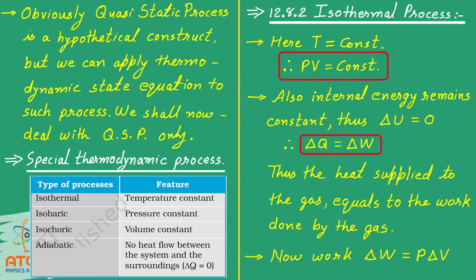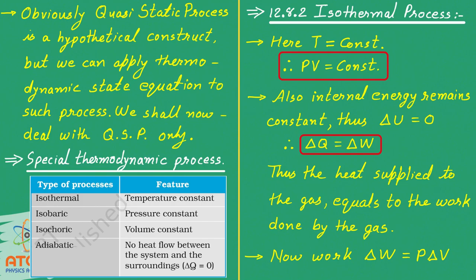Now we are going to discuss some special thermodynamic processes. These processes are isothermal, isobaric, isochoric and adiabatic. Here in an isothermal process, temperature remains constant throughout the process. In an isobaric process, pressure remains constant throughout the process, and in an isochoric process, volume remains constant throughout the process, and in an adiabatic process, heat remains constant throughout the process. That means no heat flow between the system and the surrounding. That means delta Q, the transfer of heat, becomes 0.